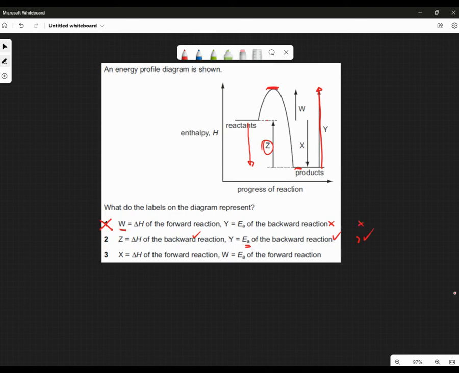Number 1 is rubbish. Number 3 here, X is the delta H of the forward reaction. Yeah, it is. From reactants to products. There you go. So that's good. And W is the activation energy of the forward reaction. Can't see. Yes, it is. That's right. So the answer is 2 and 3 are correct. So that gives us a C.